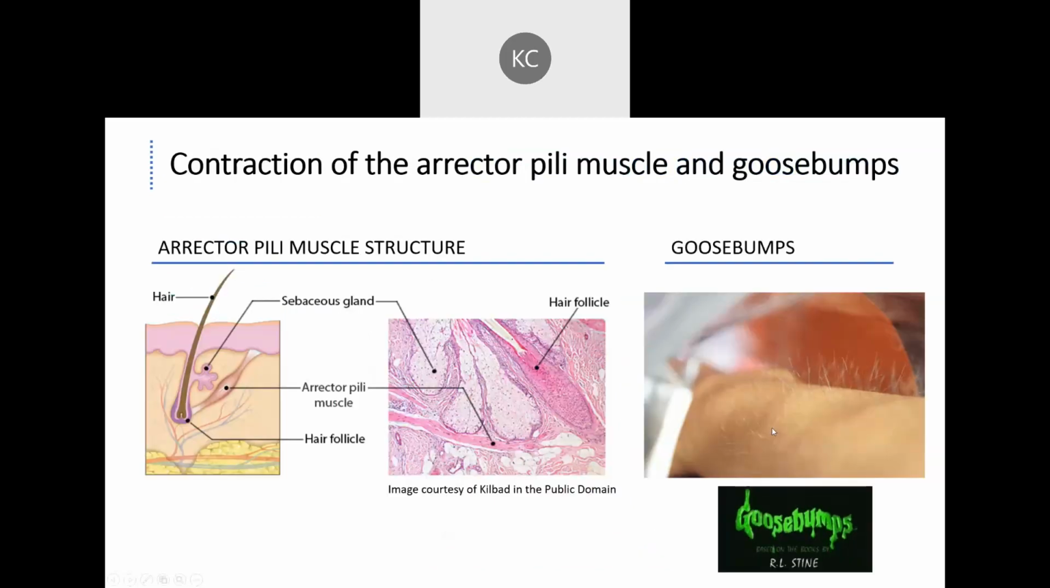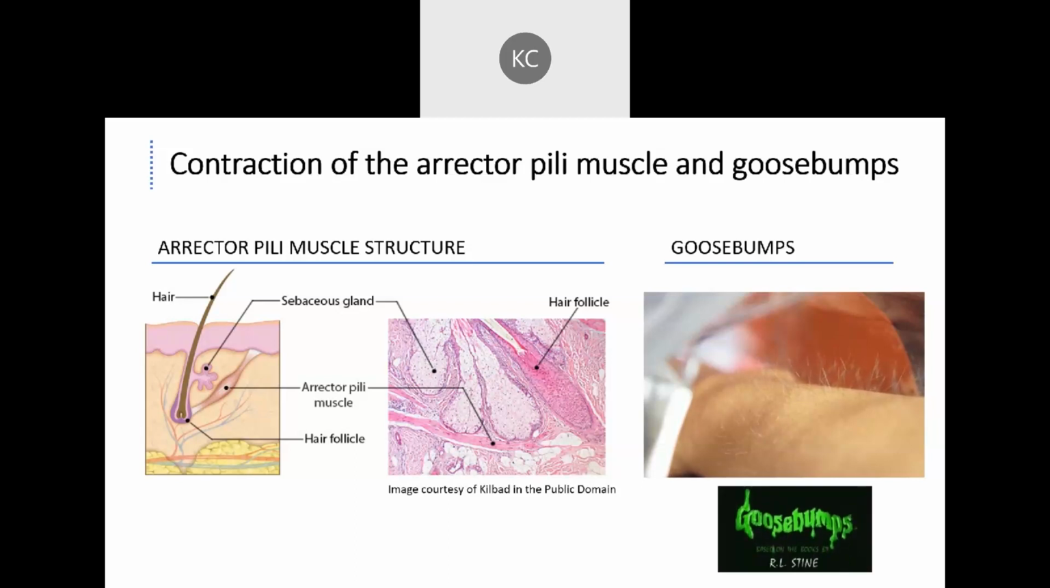All right. Now, one last thing I want to say about hair is this structure called the erector pili muscle, right? And we've all heard of the term goosebumps, right? Sometimes it's called goose flesh. The technical term is piloerection. And what the goosebumps or this piloerection or this goose flesh is a result of is a small smooth muscle called the erector pili muscle, right?